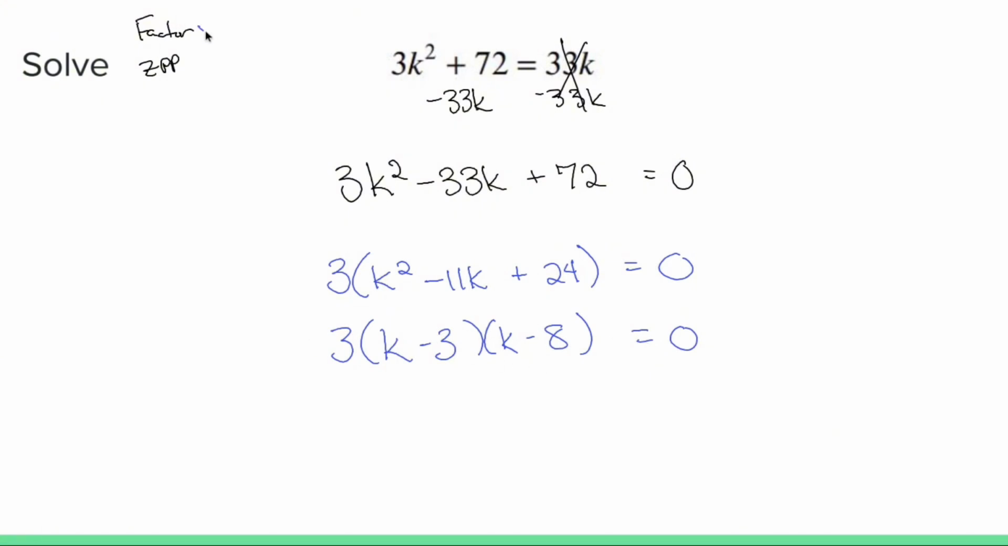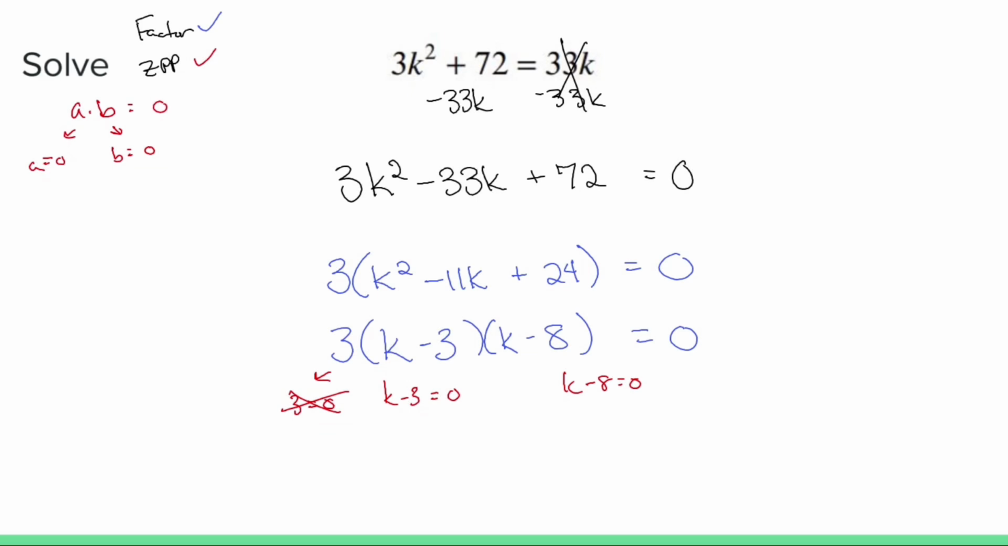So now that I've factored, I can apply the zero product property. The zero product property says that if you have A times B or more equal to 0, you set each one equal to 0. So A is 0, B is 0. The same rules apply here. 3 equals 0 doesn't make sense, so let's get rid of that because 3 is not equal to 0. k − 3 = 0 and k − 8 = 0.